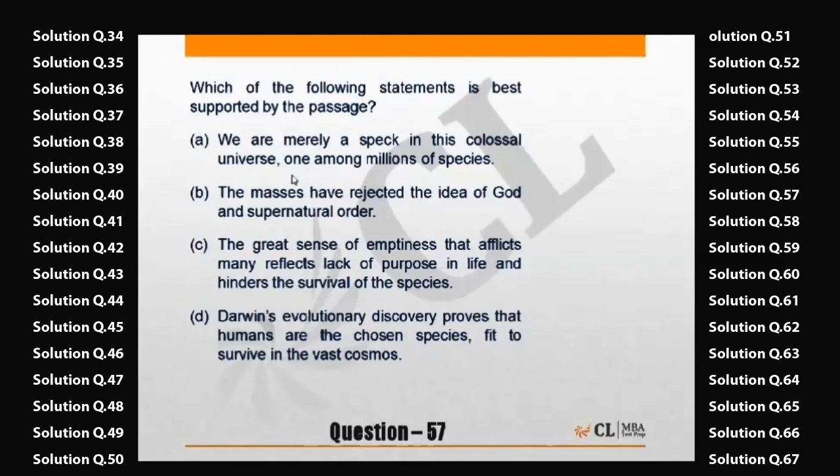The last line of the first paragraph states that belief in God hinders the survival of the species. The passage does not at all state that the sense of emptiness hinders the survival of the species. Option C is therefore not supported by the passage. Option D contradicts the idea mentioned in the passage, since option D reads, Darwin's evolutionary discovery proves that humans are the chosen species fit to survive in the vast cosmos. Actually, there is a mention of this idea, but option D contradicts the particular idea in the passage. So that is why we cannot take it to be the right answer.